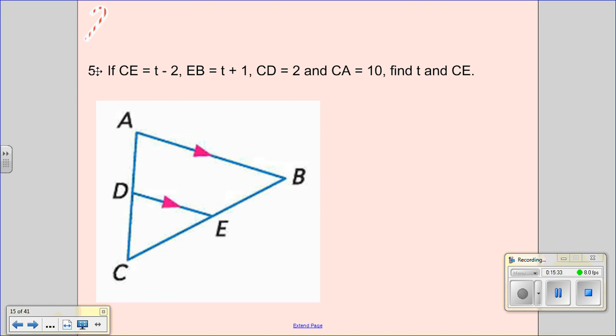All right. Again, DE is parallel to AB. We know that CE is t minus 2. EB is t plus 1. CD is 2. And CA, which is the total here, is equal to 10. It wants us to find t first and then the length of CE.